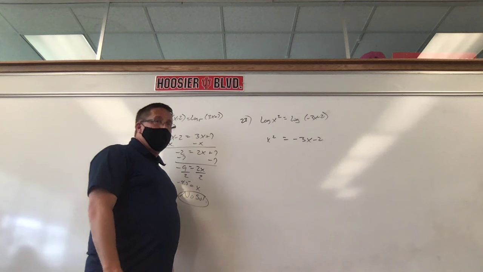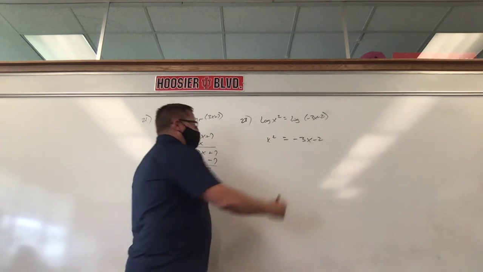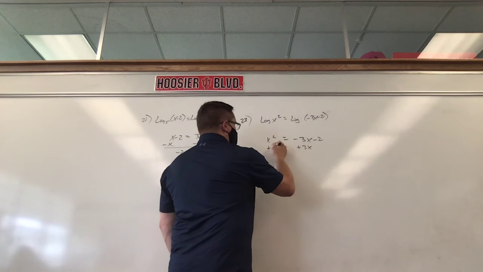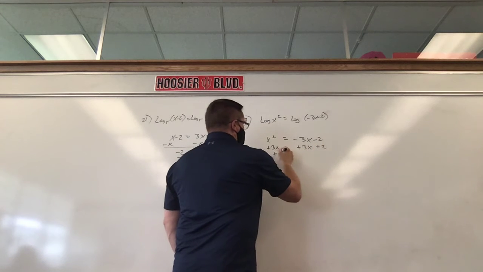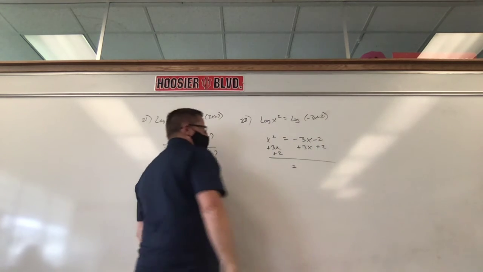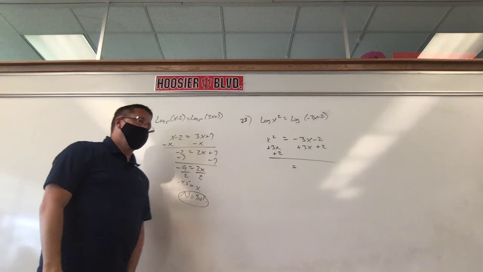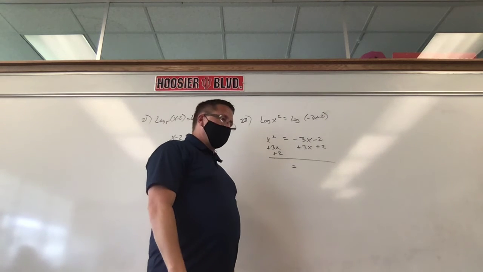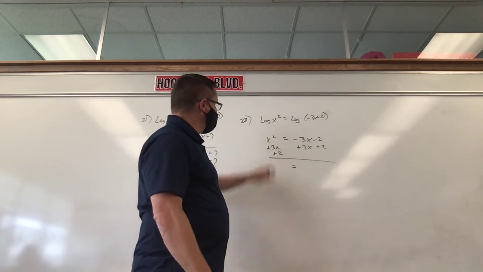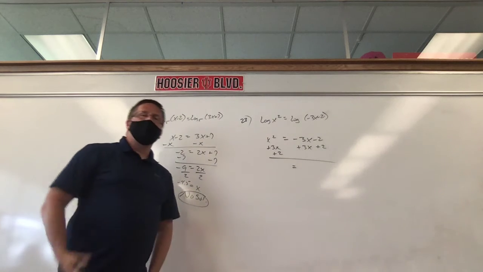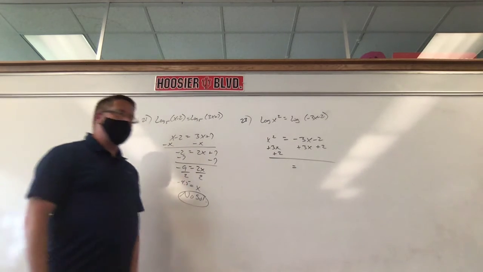Did this a lot in algebra 2. I'm going to add 3x to each side, and I'm going to add 2 to each side. Why? Why does it have to equal 0? Yes, it does. Quadratics have to equal 0. They got to equal 0.